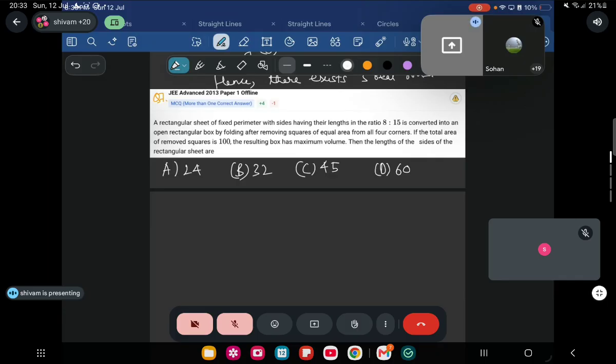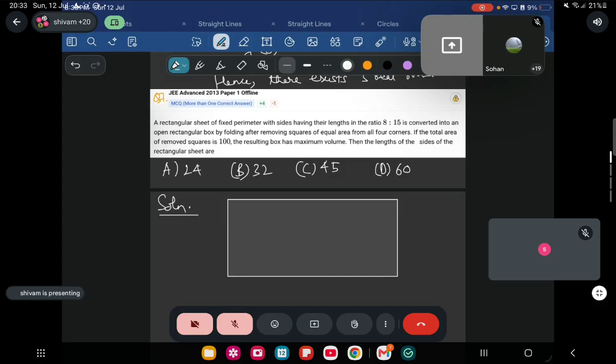Pay attention. Equal area, not unit area. If it were unit area, the sum would be easy. This is a rectangular sheet of paper with fixed perimeter, with side lengths in the ratio 8:15. That means this is 15 lambda and this is 8 lambda. It is converted into an open rectangular box by folding after removing squares.